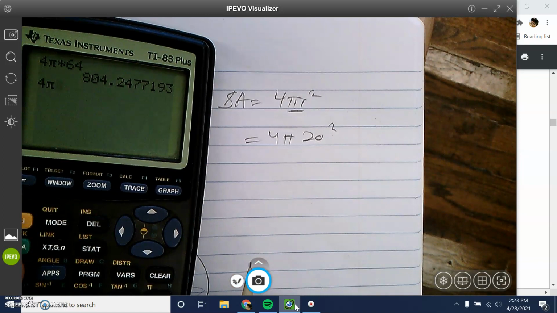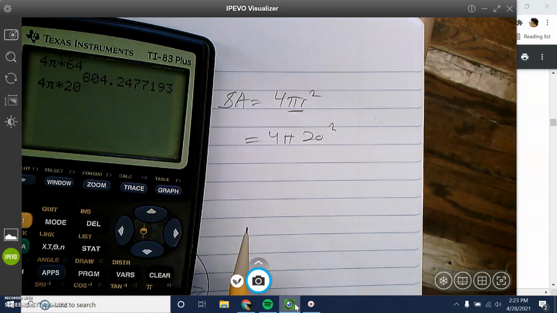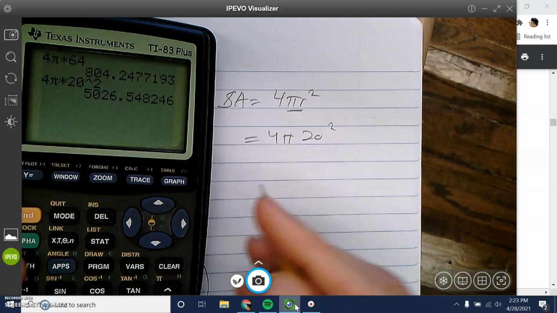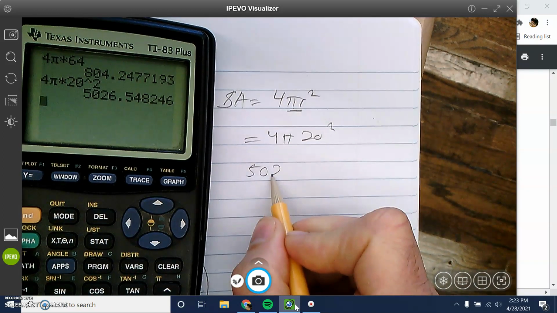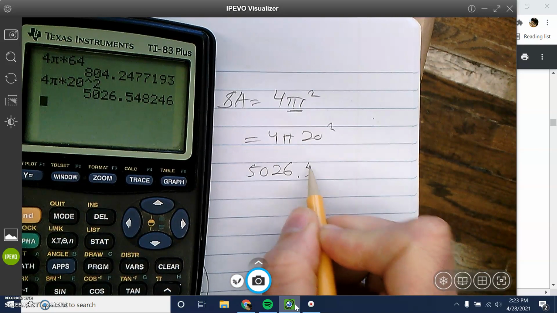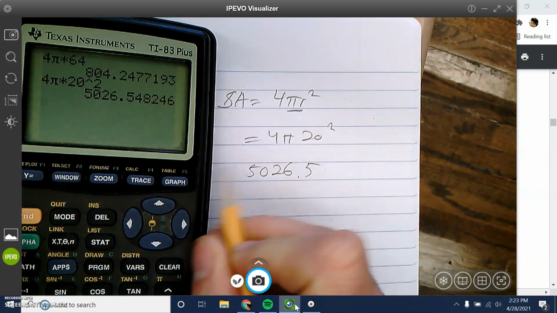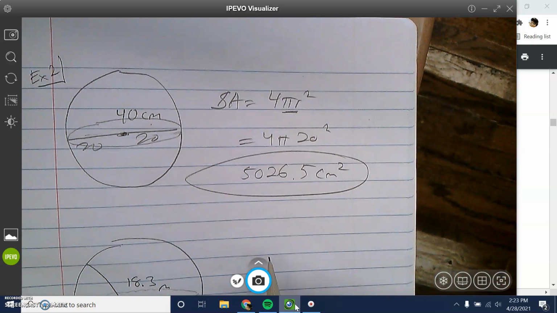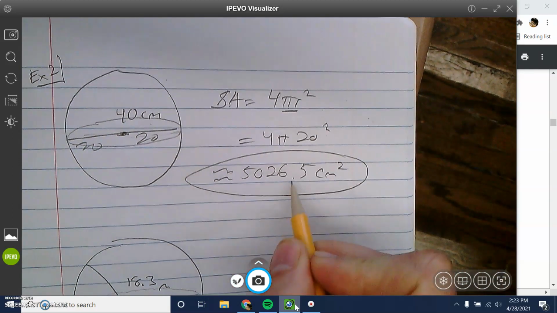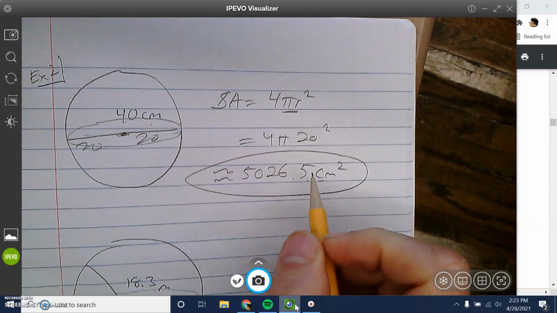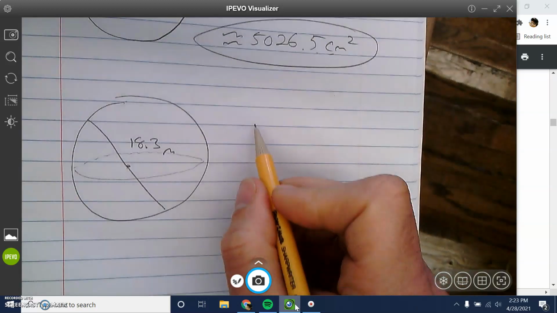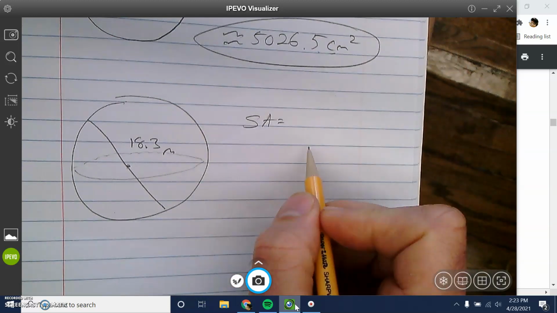All right, let's see what we got. 4 pi times 20 squared is 5,026.5. There we go. Units, centimeters squared. Approximately, because I estimated, didn't have the full decimal there. All right, now you try one. What is the surface area of this sphere?